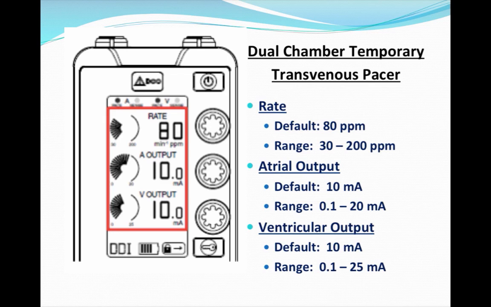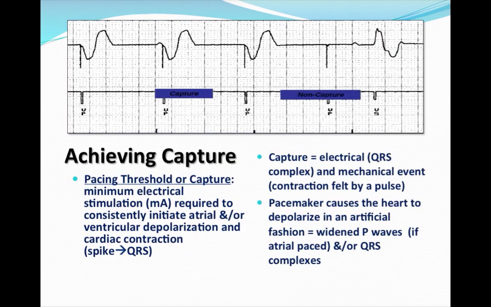And then there's the atrial output and the ventricular output. Both of those have a default of 10. And you can see that the ventricular output goes up to 25, whereas the atrial output only goes up to 20. Once the pacemaker's in the heart, we want to have 100% capture.